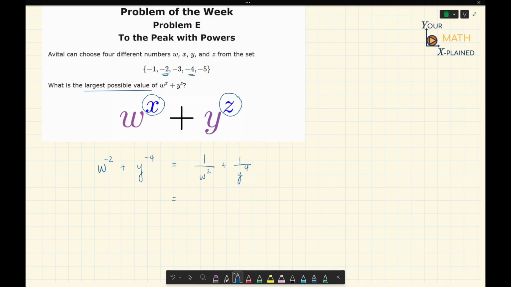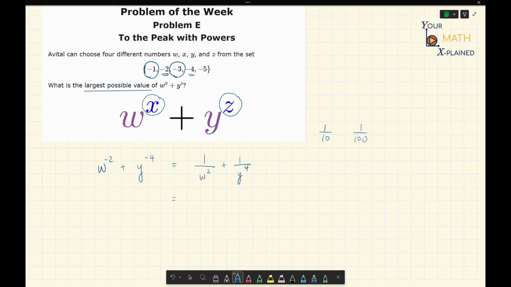Perfect. Now it's our job to make these denominators the smallest possible. If we divide by a small number, it would make the overall result big. An easy way to see that is just 1 over 10 is definitely bigger than 1 over 100. So we just want to make the denominator as small as possible. So if we're looking for the smallest possible denominators, that means we should be thinking about using -1 and -3, as those are the smallest values.